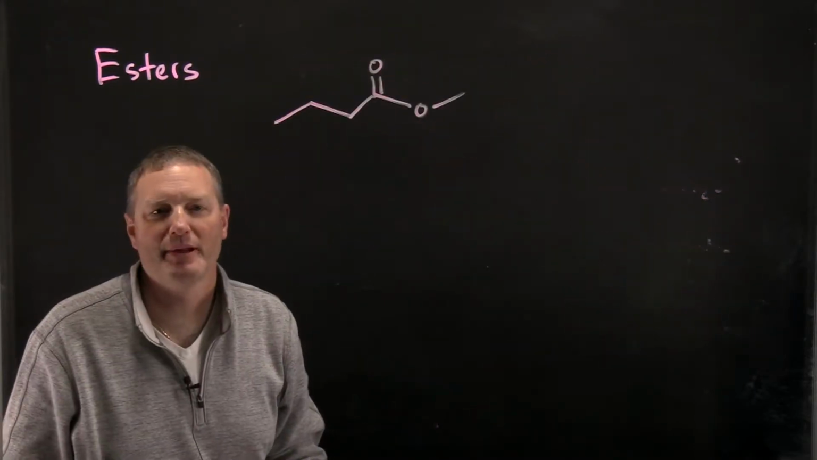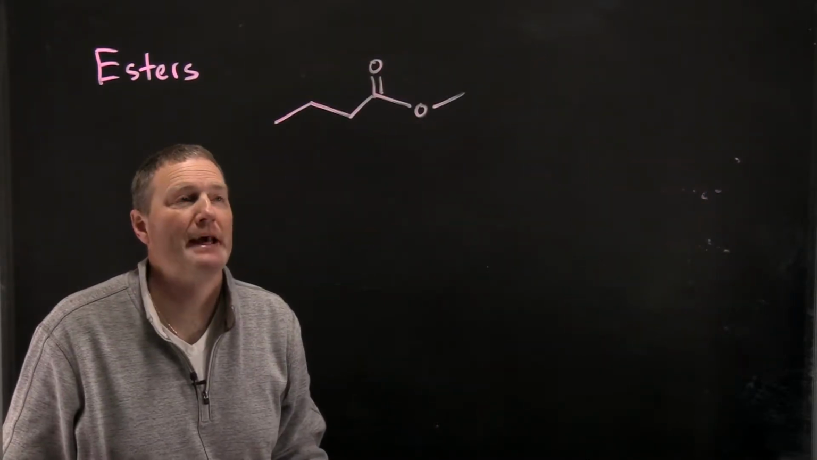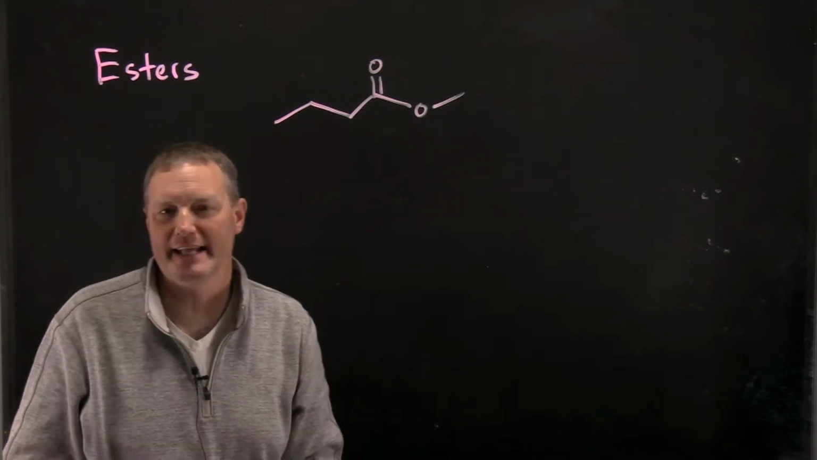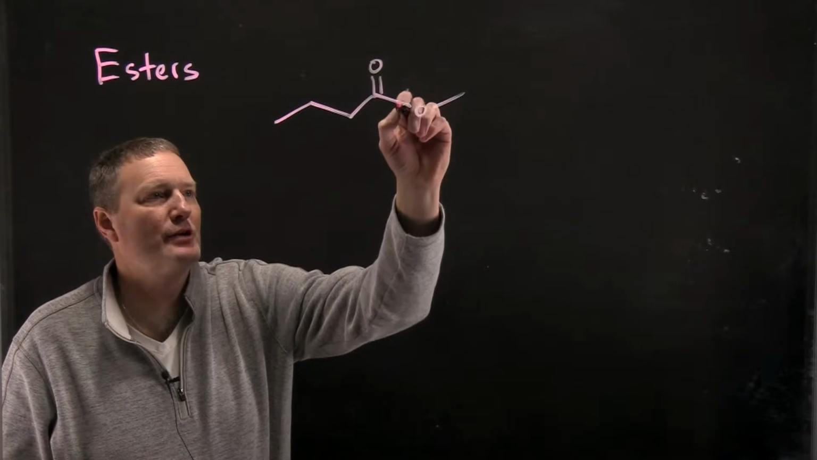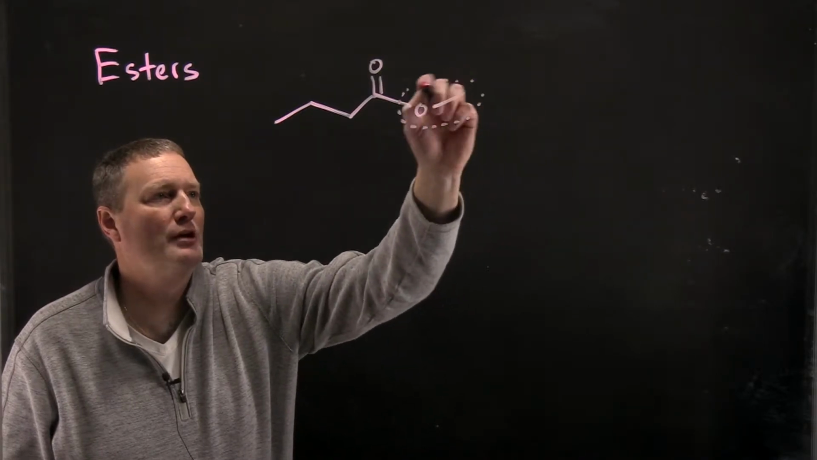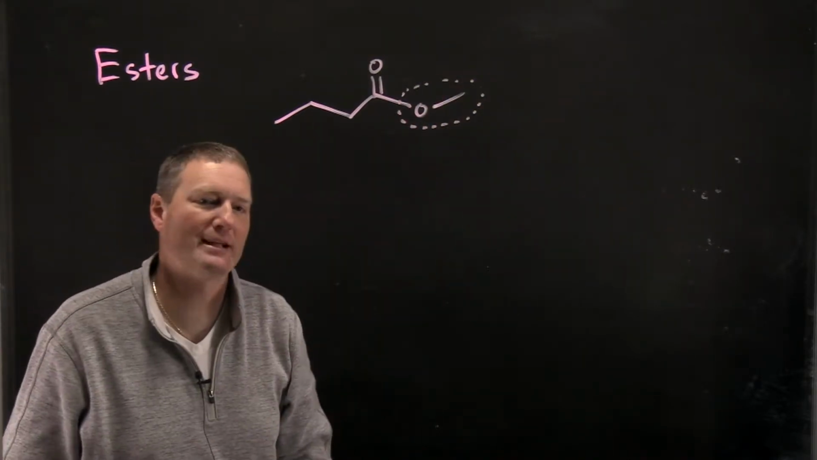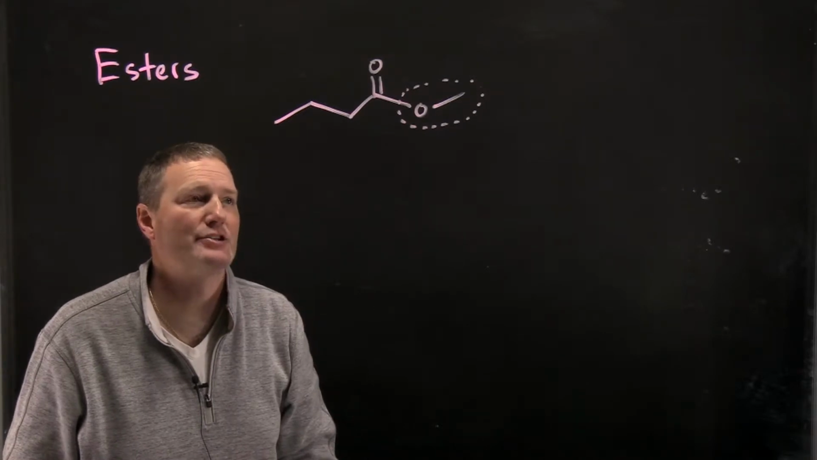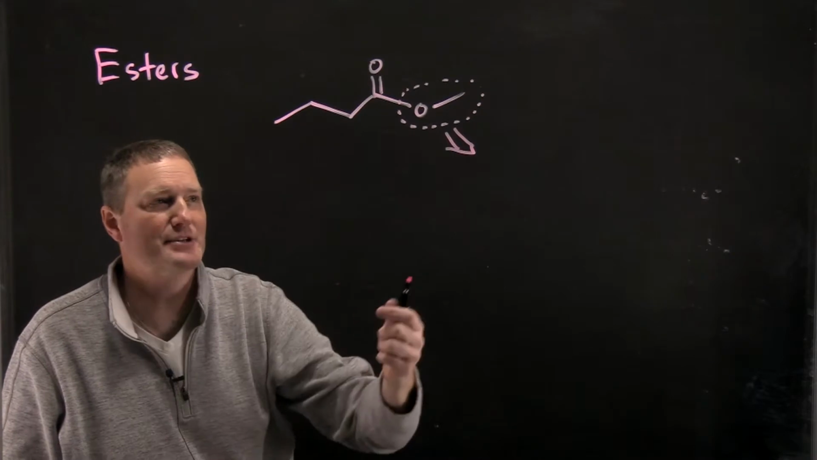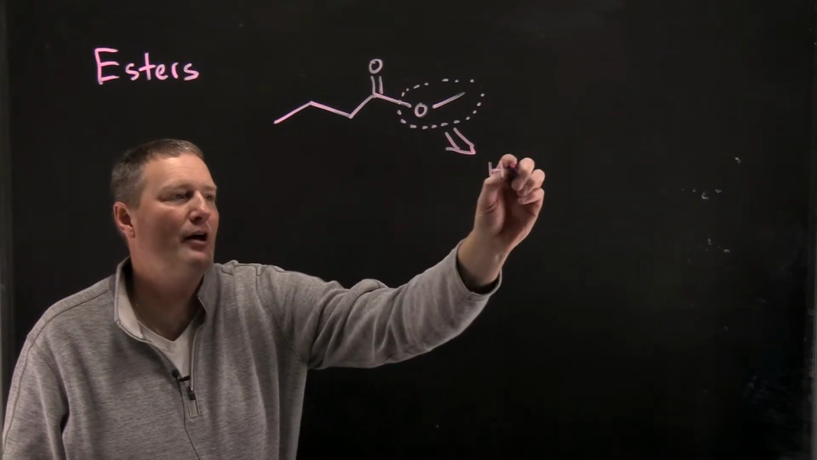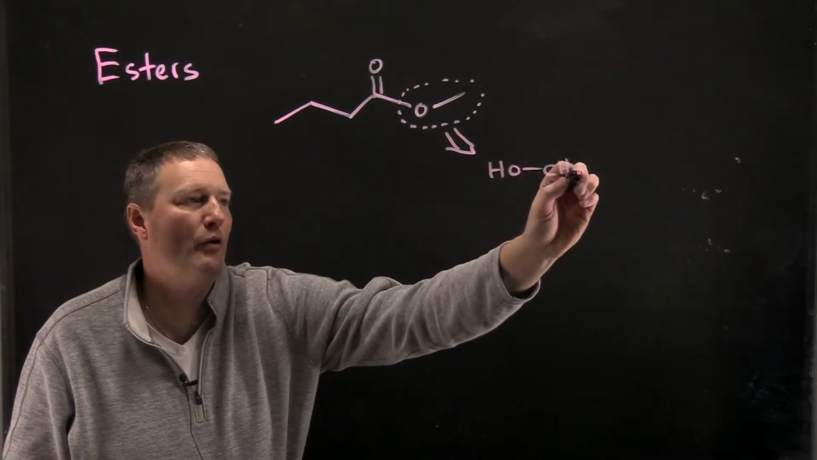Let's do another example of an ester nomenclature problem. If you were presented with a structure like this and asked to name it, here's one way to approach it. You could put a dashed circle around the component attached directly to the single bonded oxygen. If we were to think about making this ester, this would come from the alcohol methanol or methyl alcohol.